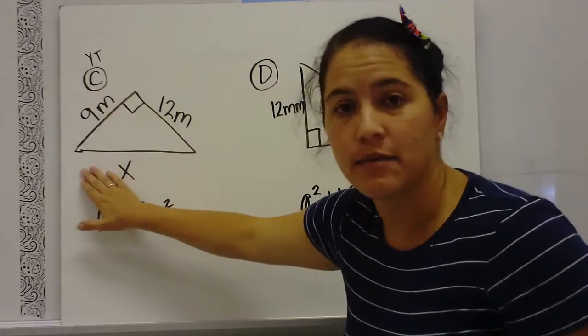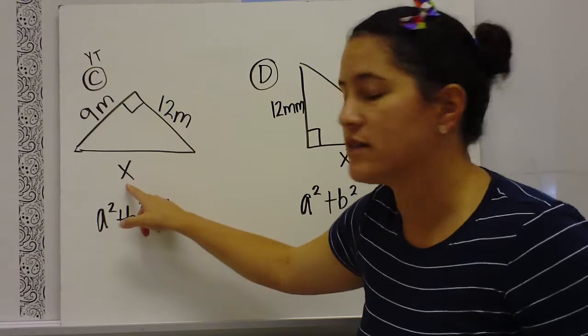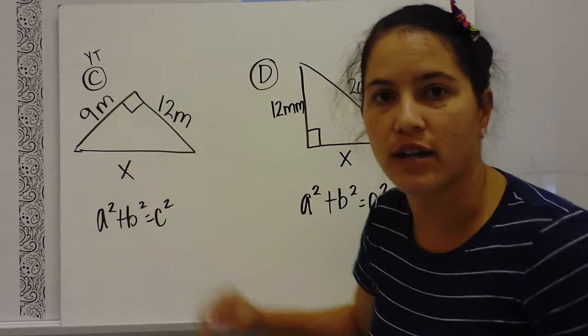Alright, so you try C. I've given you a triangle. I want you to find this missing side. Pause it, and then when you're ready to see the answer, press play.